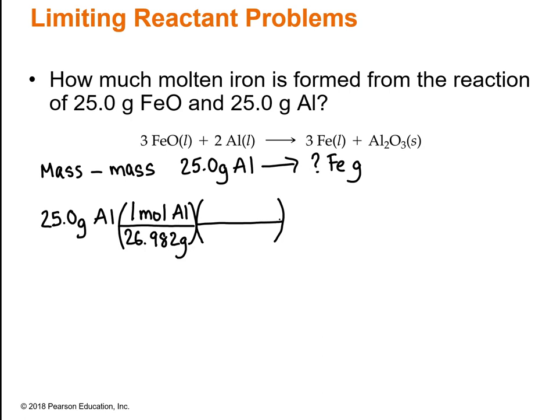Iron goes on top. So what number am I putting for iron? Right. What am I putting at the bottom? Yes, 2 moles of aluminum. So notice this mole ratio is different from what we just did, where we're looking at iron to oxide to iron. This time we're going from aluminum to iron, and our mole ratio is different.